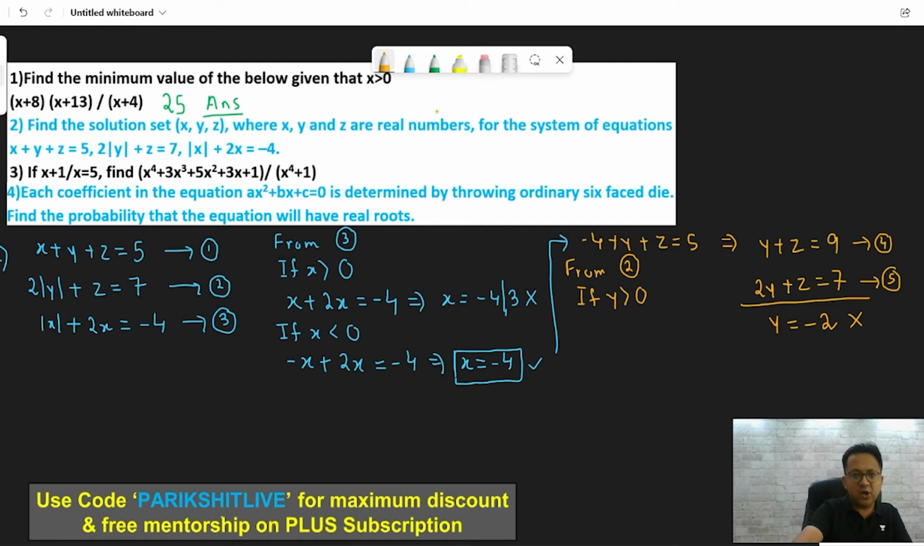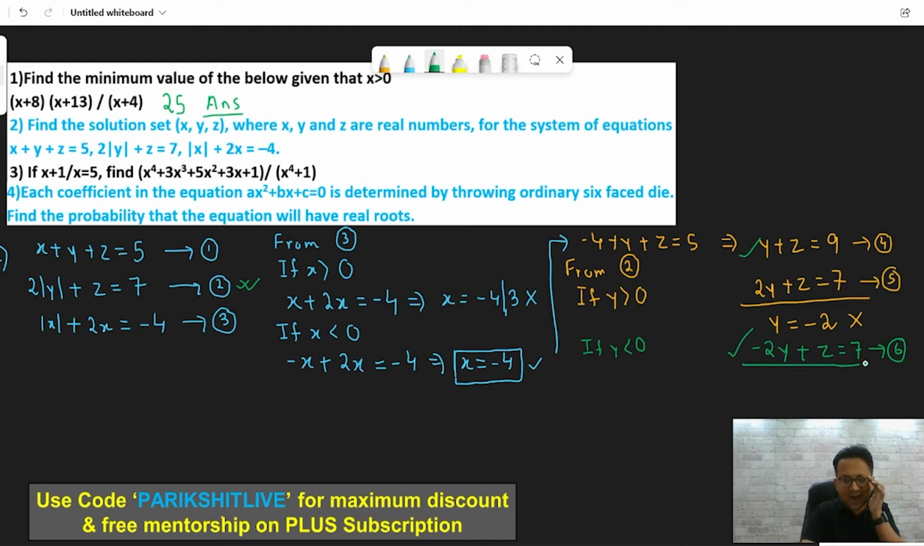So the only scenario possible in this case would be if y is less than 0. If y is less than 0, when you open up the modulus, you will have minus 2y. From equation 2, open up the mod: minus 2y plus z is equal to 7. Let's call it equation 6. So you have to focus on equation 4 and equation 6.